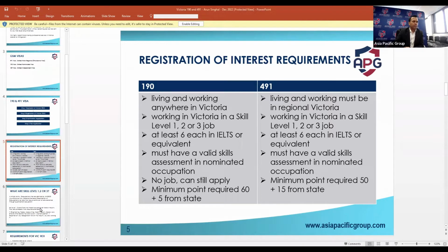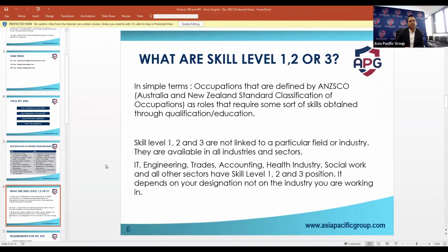Now, we get asked frequently: what is skill level 1, 2, or 3? If we define it in very simple terms, occupations that are defined by ANZSCO, which is the Australian and New Zealand Standard Classification of Occupations, as roles that require some sort of skills obtained through qualification or education. They are skill level 1, 2, or 3 jobs.